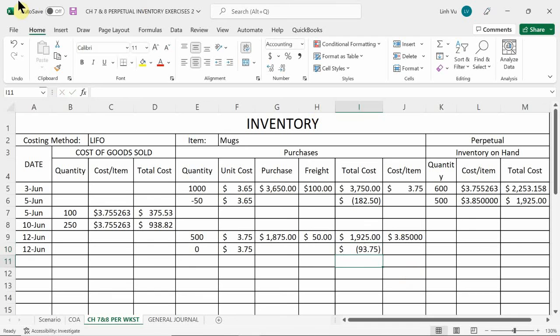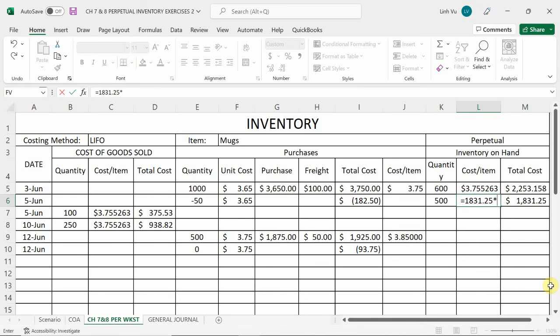Okay, for $93.75. So your quantity is going to change, but your total cost will change, right? Right now it's currently at $19.25. Okay, $19.25 minus $93.75 will give you $18.3125. So that's what you're going to do.